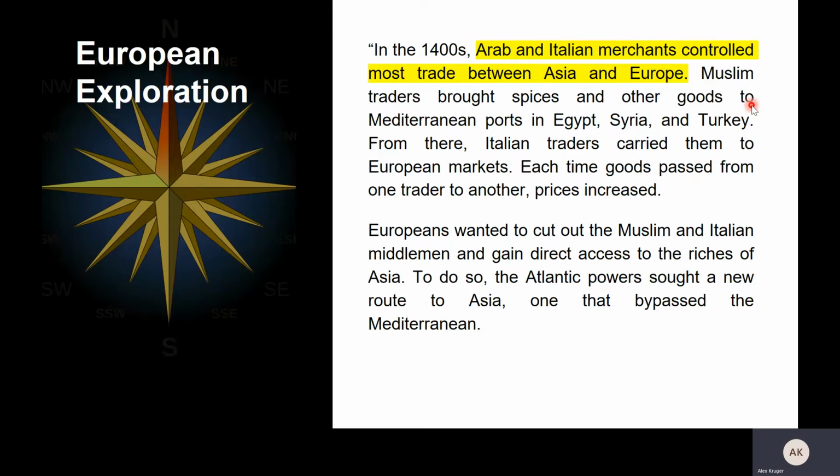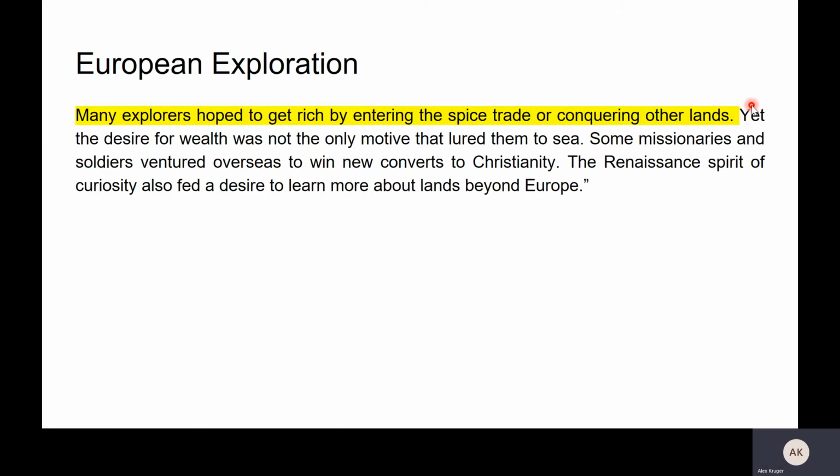Europeans wanted to cut out these Muslims. Italians are also Europeans, but at the time they were the Mediterranean-based cultures. They wanted to get rid of them so they could make more money on their own. So that sparked European exploration. Explorers hoped to get rich by entering the spice trade or conquering other lands. They also wanted to spread Christianity, spread the word of God. And they wanted to learn about what the world was like.